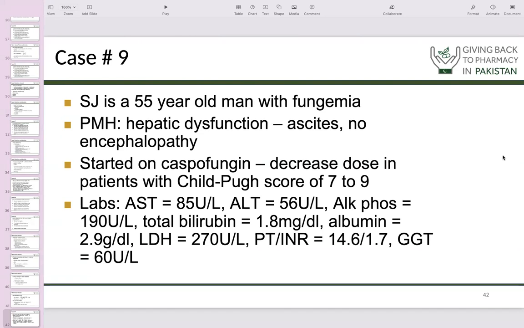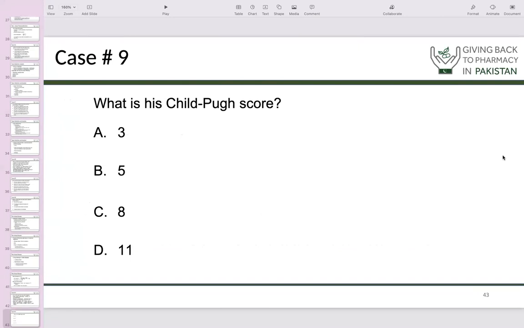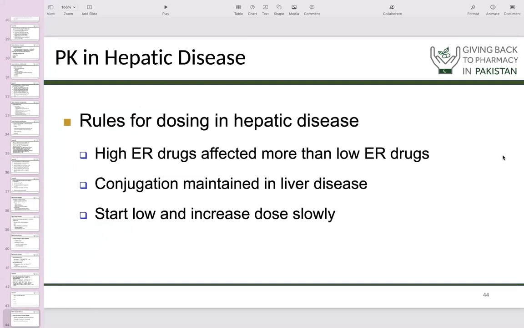So we have to calculate the Child-Pugh. If the score is 7 to 9, we have to decrease the dose of caspofungin because it is hepatically cleared. So what is the Child-Pugh score in this patient? 3, 5, 8, or 11? Let's see the answer. There is a chart which we have to consult to calculate the Child-Pugh based on the information provided, and based on mild, moderate, or severe, 5 to 6, 7 to 9, we have to adjust the dose accordingly.